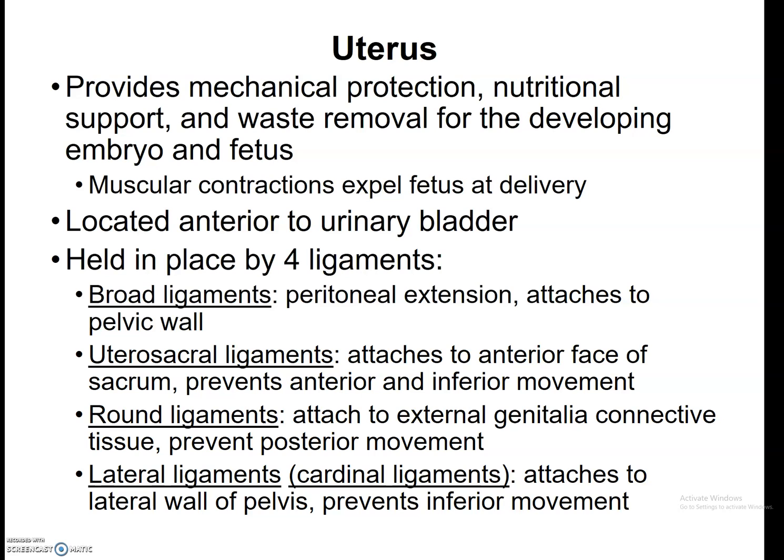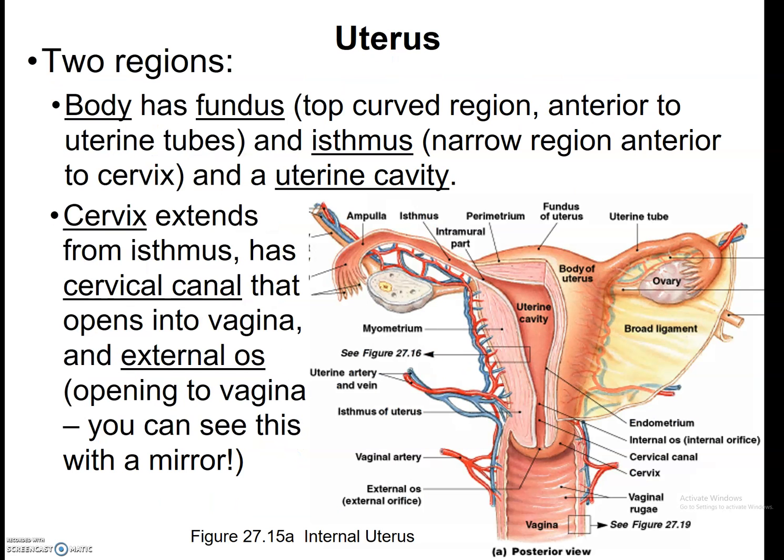And so the uterus is located anterior to the urinary bladder, and it's held in place by the broad ligaments, the uterosacral ligaments, the round ligaments, and the lateral ligaments. So let's finish this up, and then we will go into part 2. There are 2 regions of the uterus, the body and the fundus. The body of the uterus is the majority of the uterus here, and then the fundus of the uterus is the top part here.